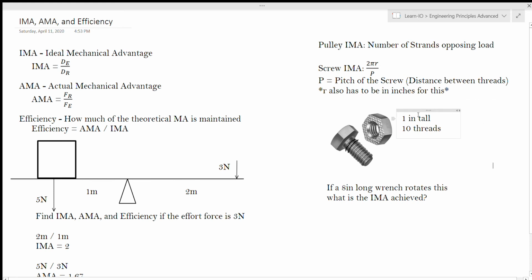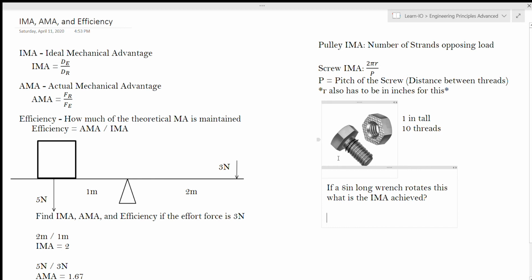Keep in mind that screw specifications are always in inches, so the radius that you calculate also has to be in inches when you're calculating circumference. If you're given a radius in centimeters or meters, you will have to convert it. So with all that in mind, let's look at a problem for screws. Here it says that if an 8-inch long wrench rotates this screw right above, it's asking us what the IMA is. So first thing, just looking at the screw, it is 1 inch tall and has 10 threads.